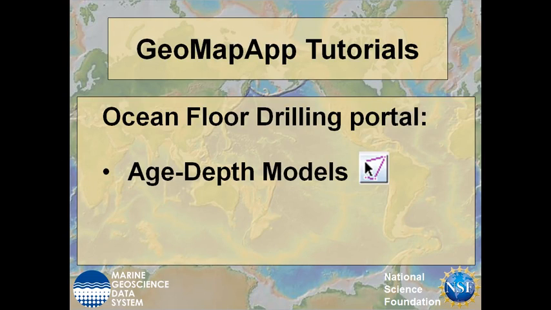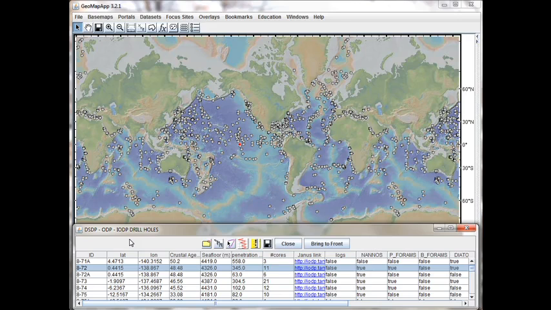In this GeoMapApp tutorial for the ocean floor drilling portal, we're going to focus on the age depth models functionality. For this tutorial, we're going to concentrate on drill hole 8-72, which we've selected in the table down here. In the map, we see the location of this drill hole, as indicated by the red symbol.